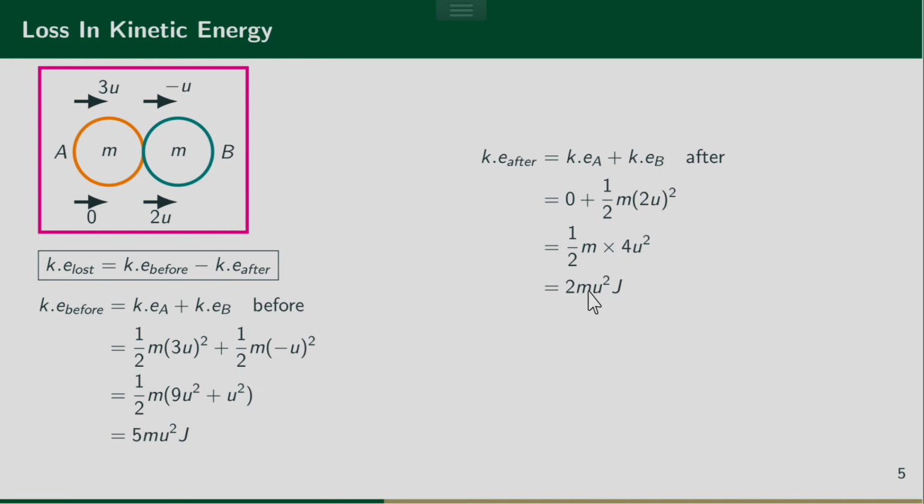What I'm left to do is just to fit this into this formula, and the kinetic energy lost will be equal to the KE before, which is 5mu squared, take away KE after, which is 2mu squared. So KE loss is 3mu squared joules of energy.